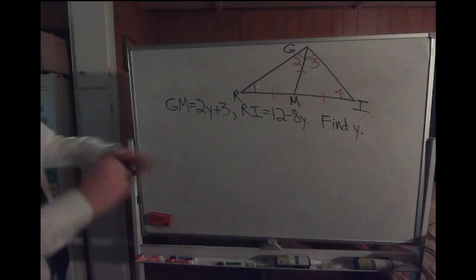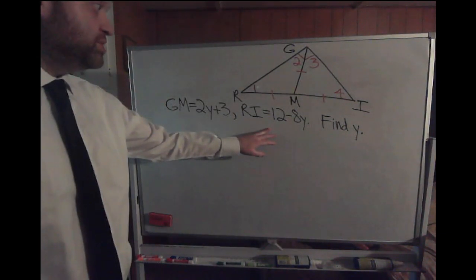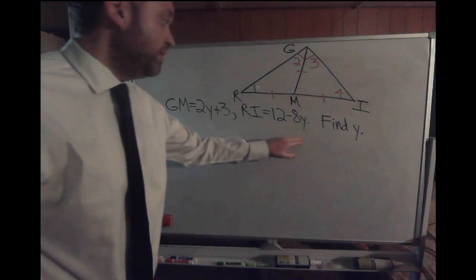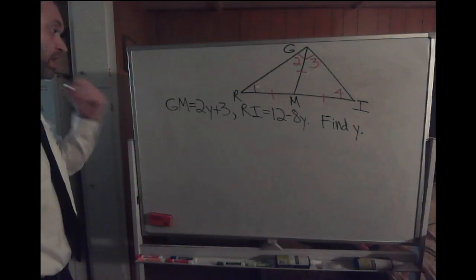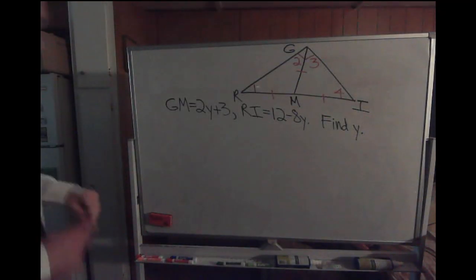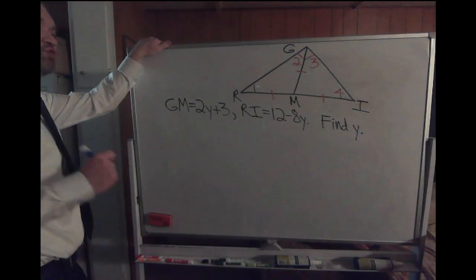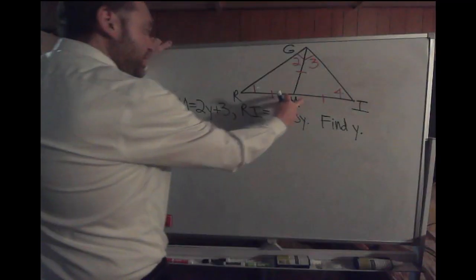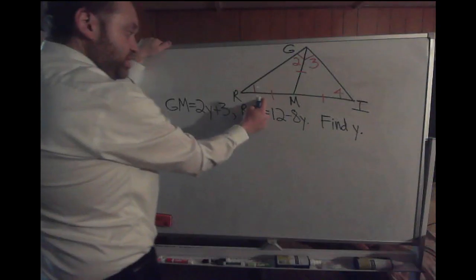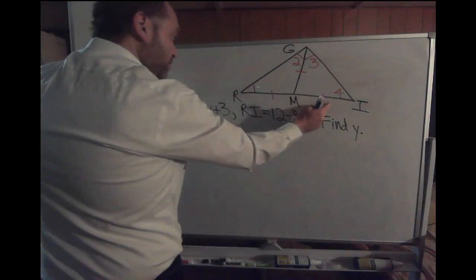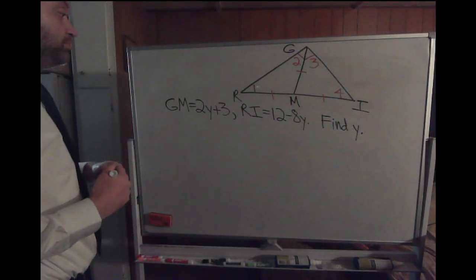Okay, so they give us that GM is equal to 2y plus 3, and then the whole RI, that whole hypotenuse RI, is equal to 12 minus 8y. Well, what do we know here? We know that, again, in a right triangle, the midpoint of the hypotenuse is equidistant from the 3 vertices. So that means that GM is also congruent to RM, which is also congruent to IM. But we have the whole RI.